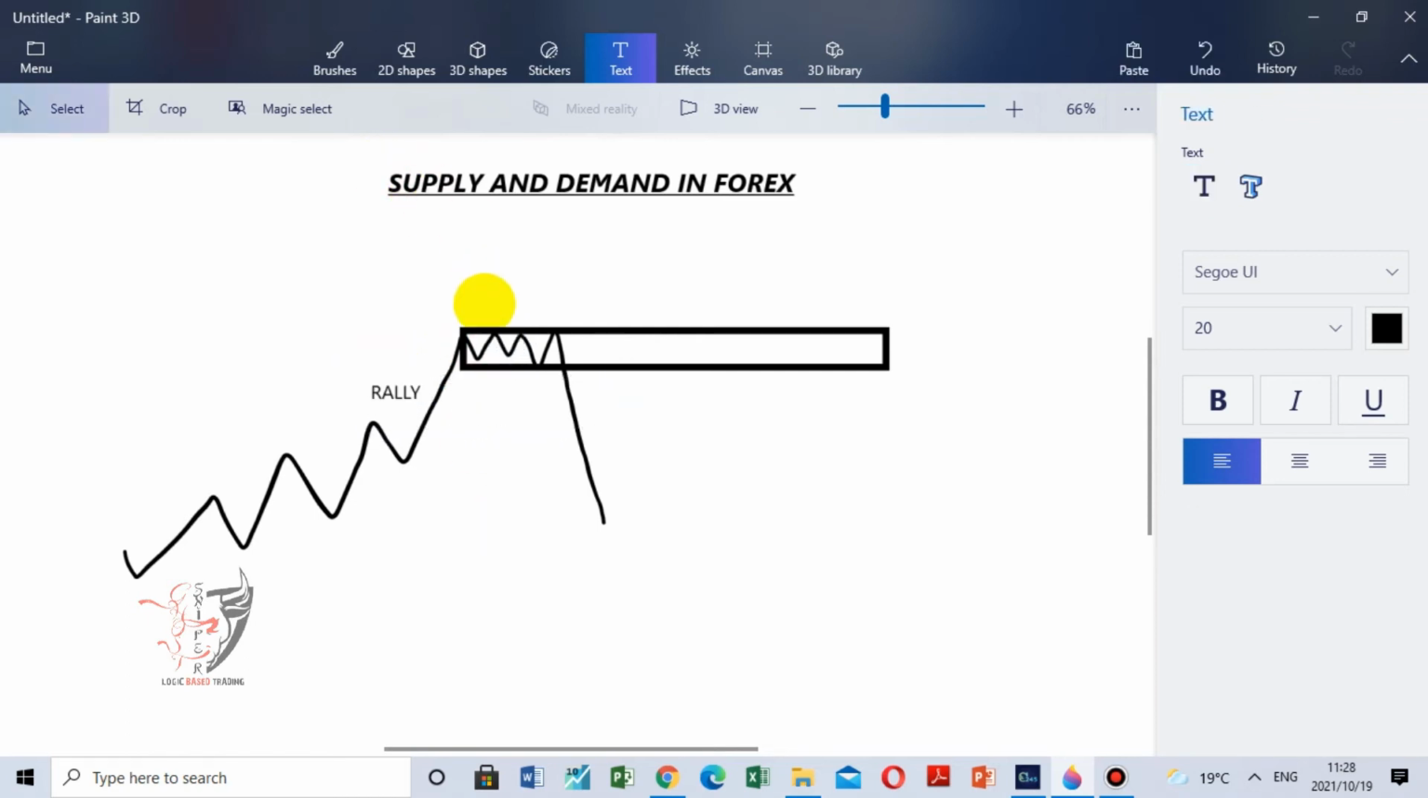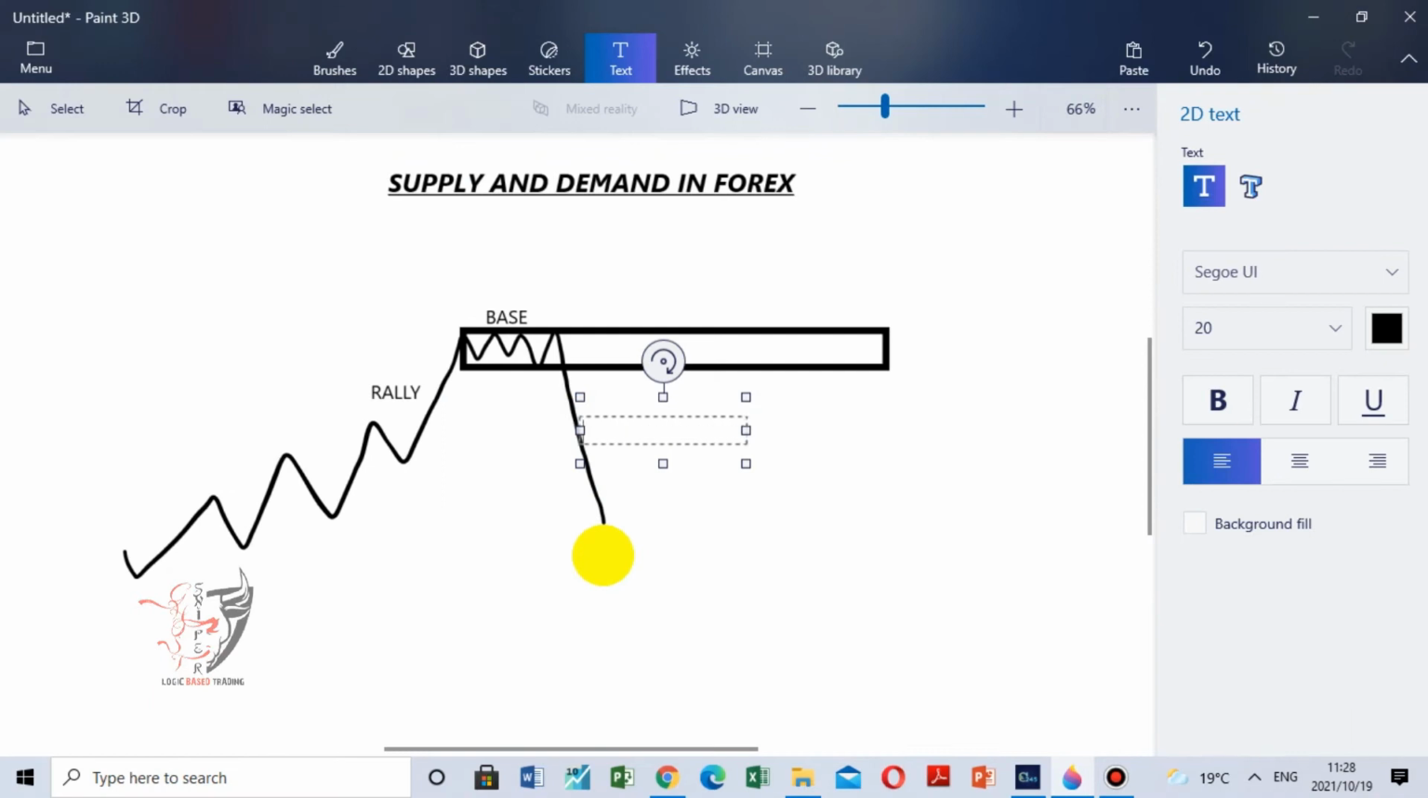This will be your rally movement, and this right here will be the base. The base is an area where a decision is made whether to sell price or to rally price. And this is the drop movement.